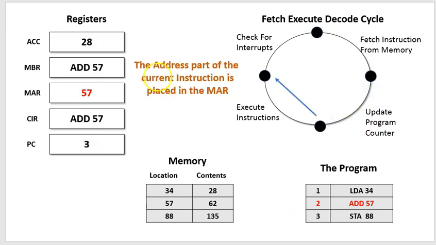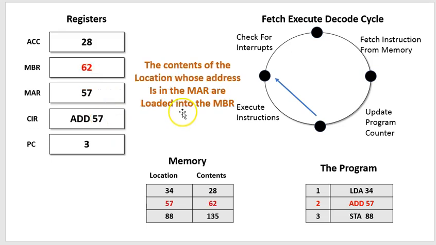Now, the address part of the current instruction is placed in the MAR. So again, we look at the current instruction that we want to execute, and we're looking at the address part of that instruction, and we're going to place that address part into the memory address register. And having placed it into the memory address register, the contents of the location whose address is in the MAR are loaded into the MBR.